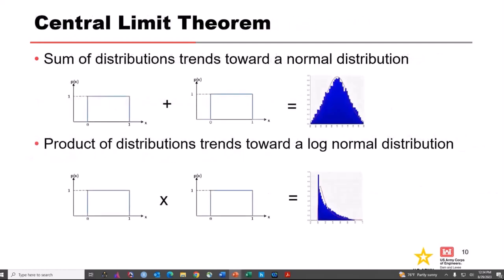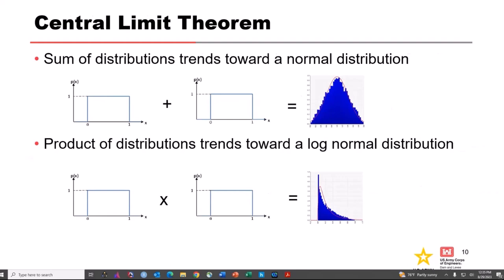All right, next thing we'll talk about here is the central limit theorem. So central limit theorem is just one of those useful things to know in risk analysis. It really tells us two general things. One is that when you're summing probability distributions, as we might do in a risk analysis or in a Monte Carlo analysis, they will always trend towards a normal distribution. And in the limit, that's why it's called the central limit theorem, as the number of distributions gets really large, it will exactly become a normal distribution.